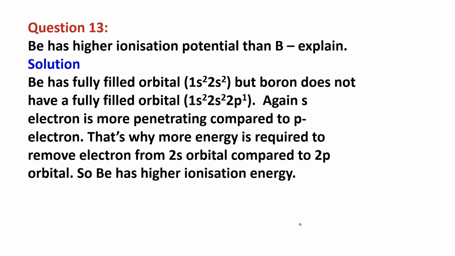So when you are talking about ionization potential and atomic radius, first you have to see the electronic configuration. Half filled and fully filled configurations definitely have higher ionization potential and lower atomic radius. I hope it is clear. Next.